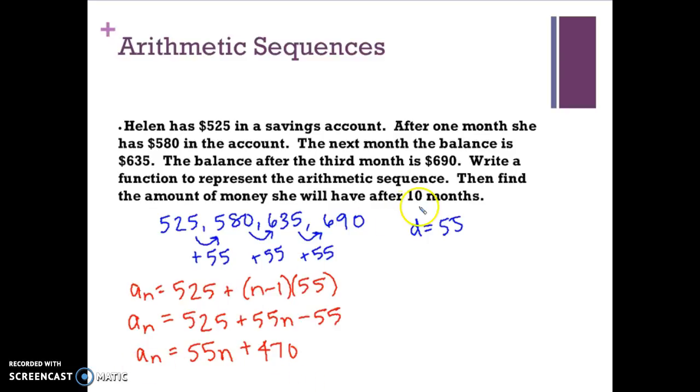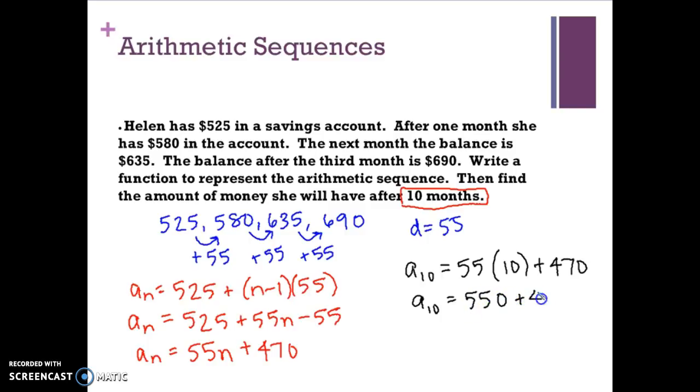Alright, now I'm going to find how much is in there after 10 months. So I'm going to do that by plugging in 10 for n. I want the 10th term. So I'm looking for a sub 10. So I'm going to have 55 times 10 plus 470. Well, 55 times 10 is 550. I've got to add 470. So let's see, 500 and 400 is 900, and 50 and 70 is 120. So we got 1,020 is in her account after 10 months.